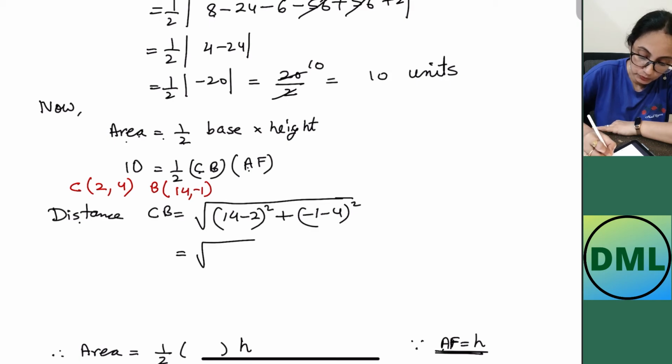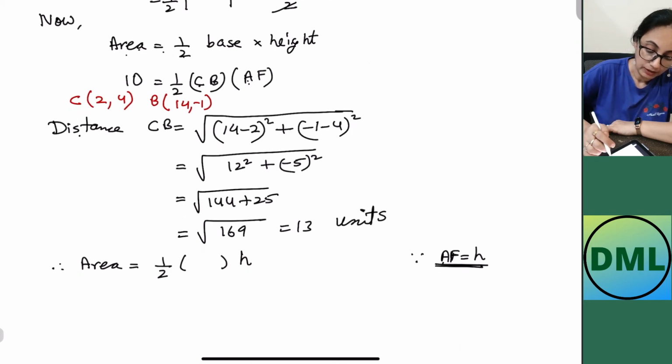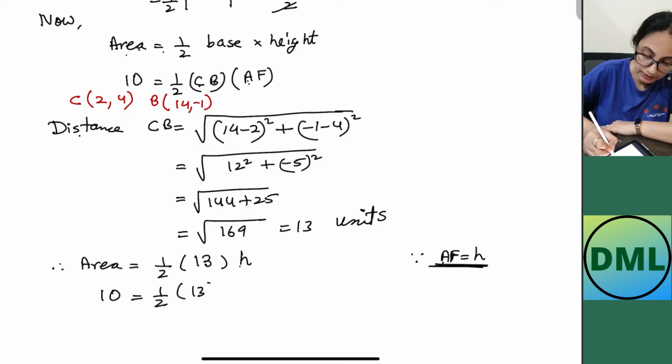That is equal to root of 12 square plus minus 5 the whole square. That is equal to root of 144 plus 25, which is equal to root of 169, which is equal to 13 units. Now I need to put it back in the area formula. Area is equal to half base. Now base is 13 and the height, AF, is equal to H. So height is H. Now area is equal to 10. That is equal to half 13 times H.